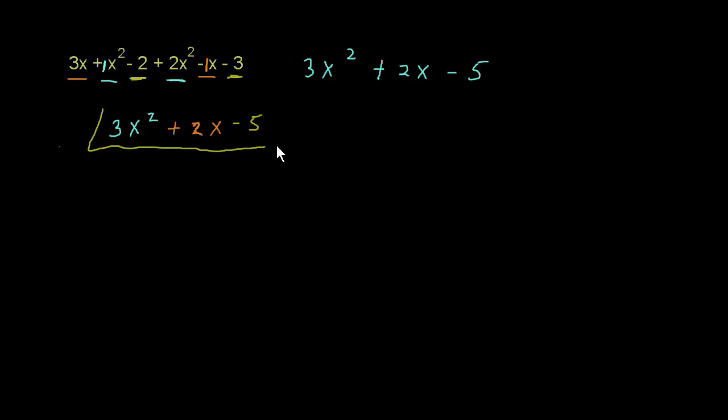And so this is our answer for the final problem, 3x squared plus 2x minus 5. If you got through all three of those and understand what was done there, you should be in good shape and you should be able to combine like terms. See you next time.